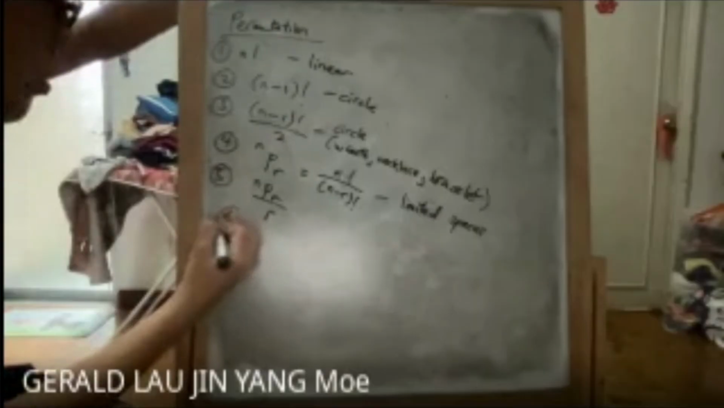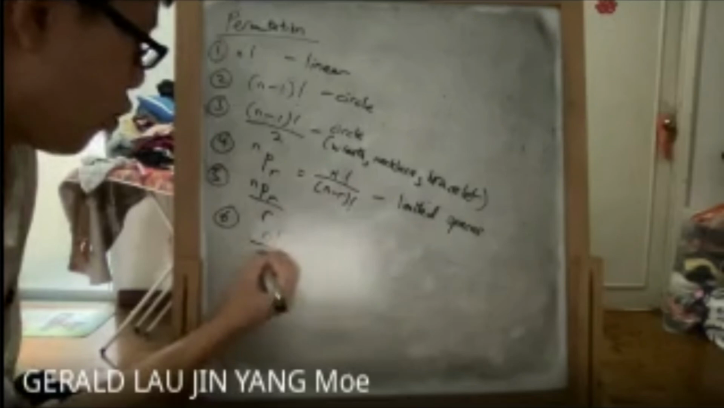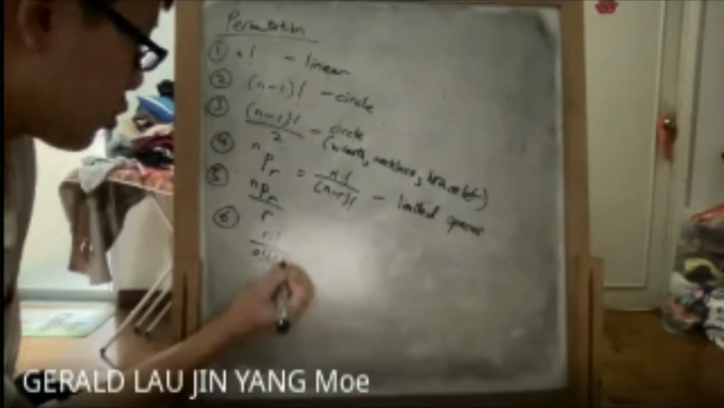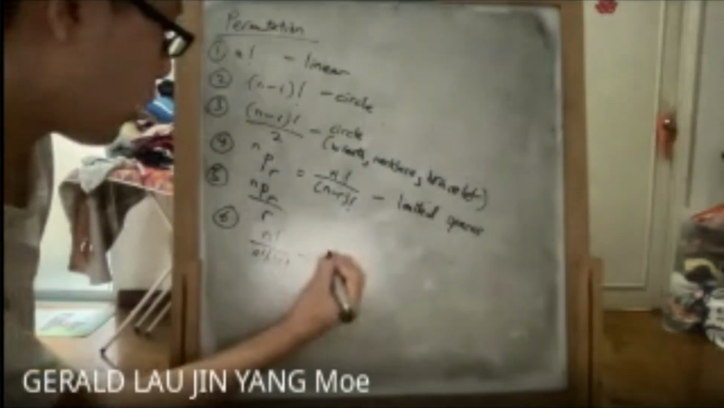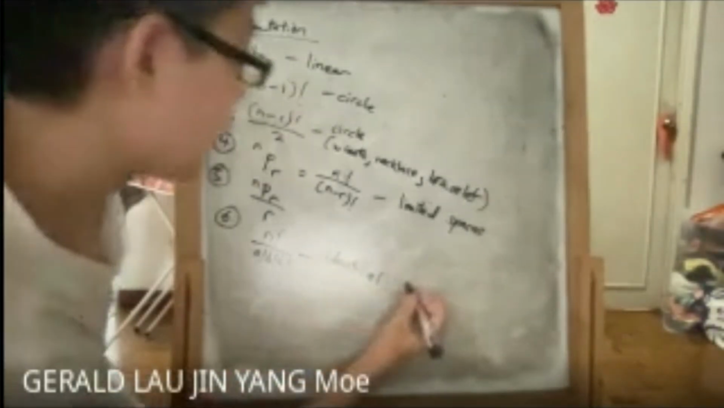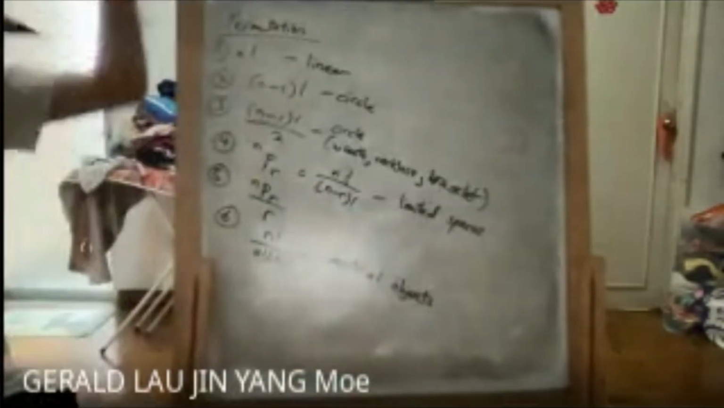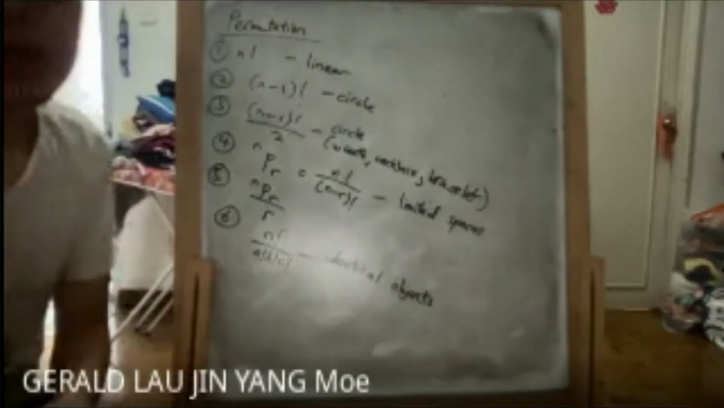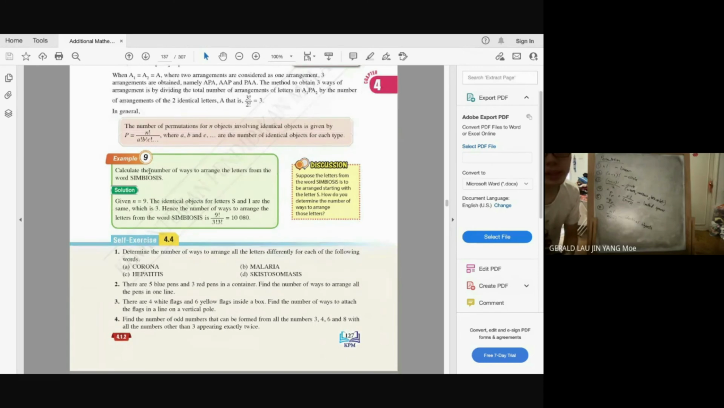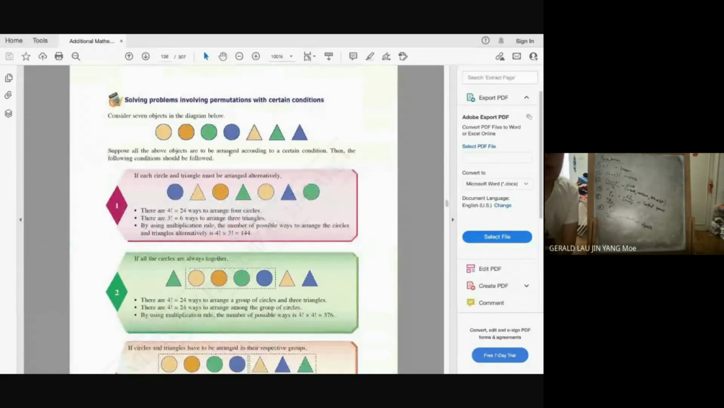So your 6th formula is n factorial over a factorial, b factorial, c factorial. This is for identical objects, like in symbiosis. Hopefully you understand. Now we have to solve the problems.